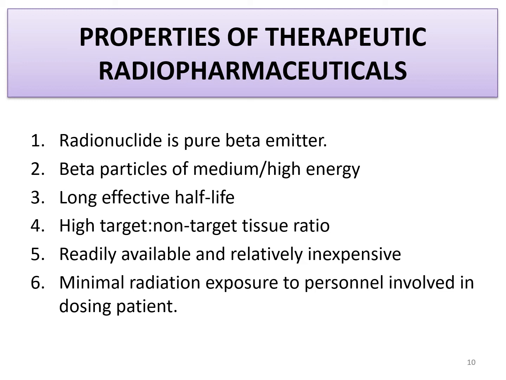On top of other properties, obviously it needs to have a long effective half-life. We want it to be targeted at specific cells or organs so that it can concentrate on the area and destroy those cells and not other normal areas. Obviously, it needs to be readily available and relatively inexpensive, and it should give minimal radiation exposure to the personnel involved in dosing the patient.